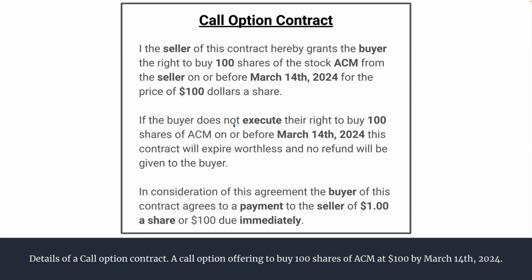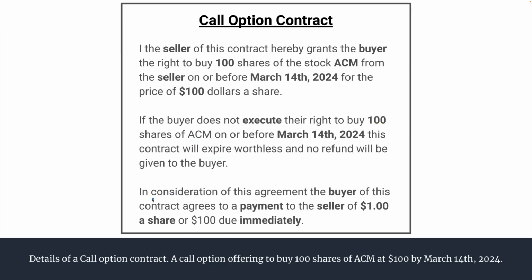If the buyer does not choose to exercise their right to buy 100 shares of ACM on or before March 14th, 2024, the contract expires worthless, and there'll be no refund given to the buyer. So remember, the buyer took money from their bank account and paid someone for this contract. And if they don't use it, the contract expires worthless.